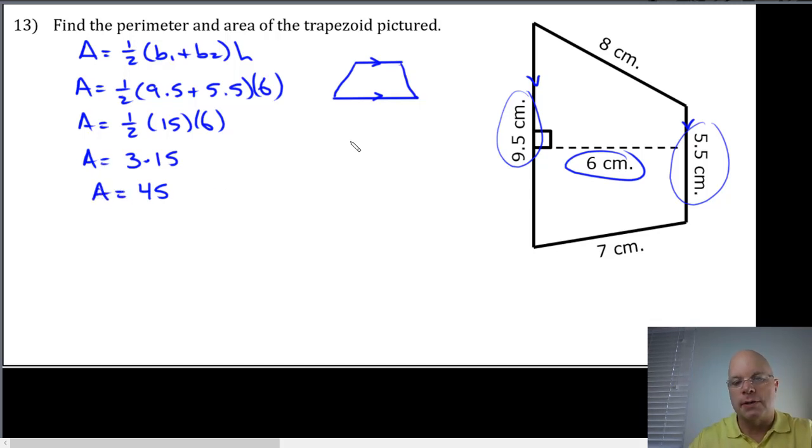For area, it's the amount of space being taken up by the trapezoid. The trapezoid's a planar figure. It's drawn in a plane, and so it's taking up centimeters squared. It's two-dimensional, so that's why it's centimeters squared.